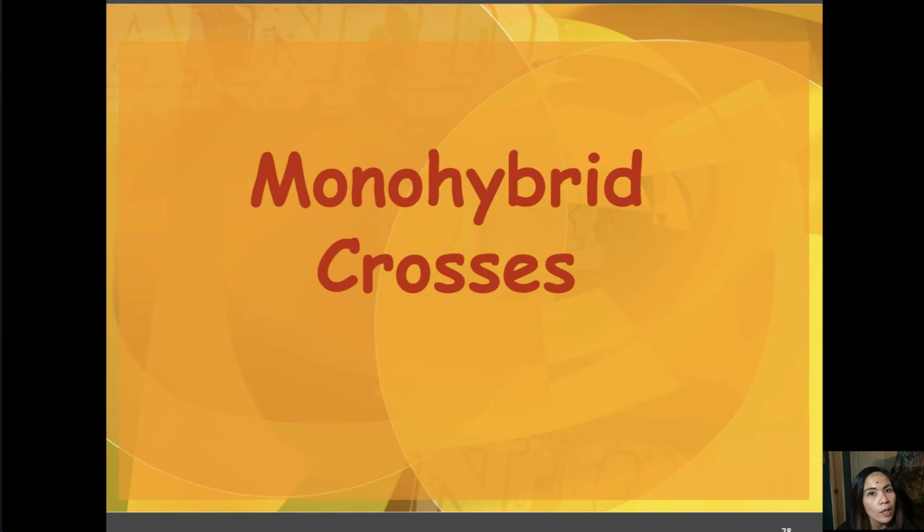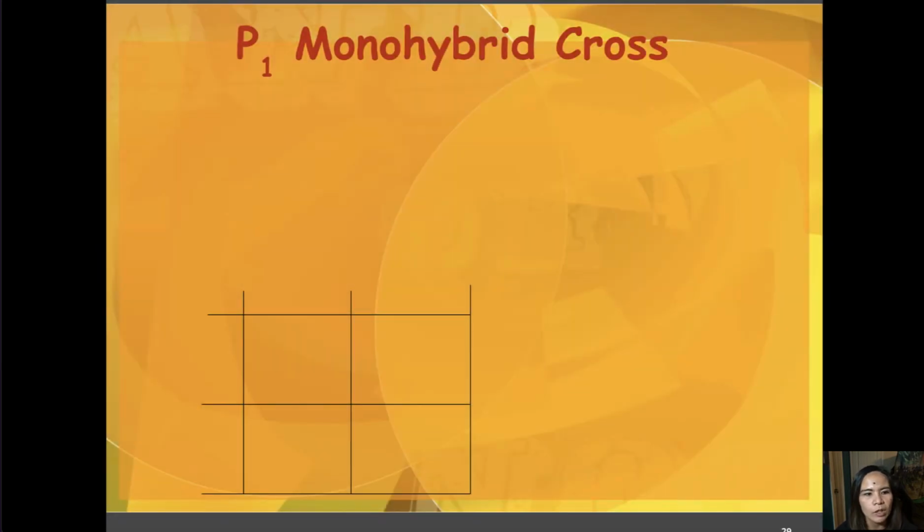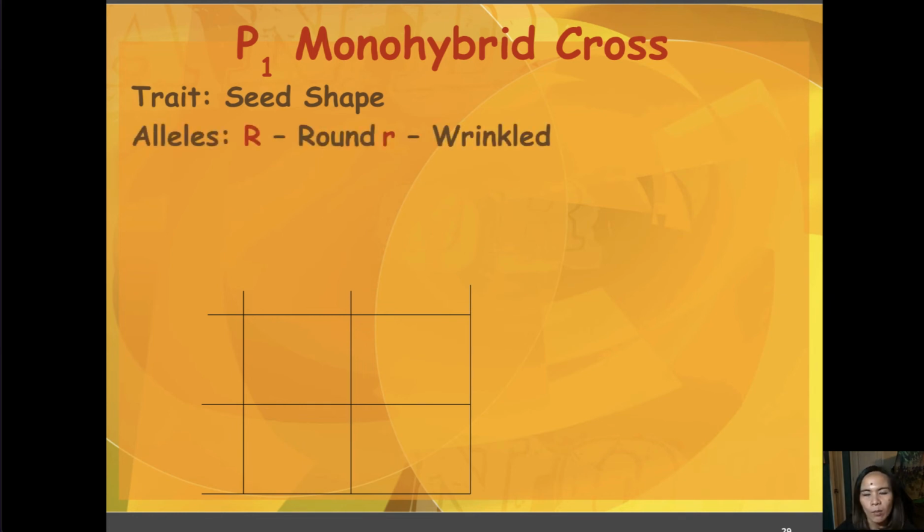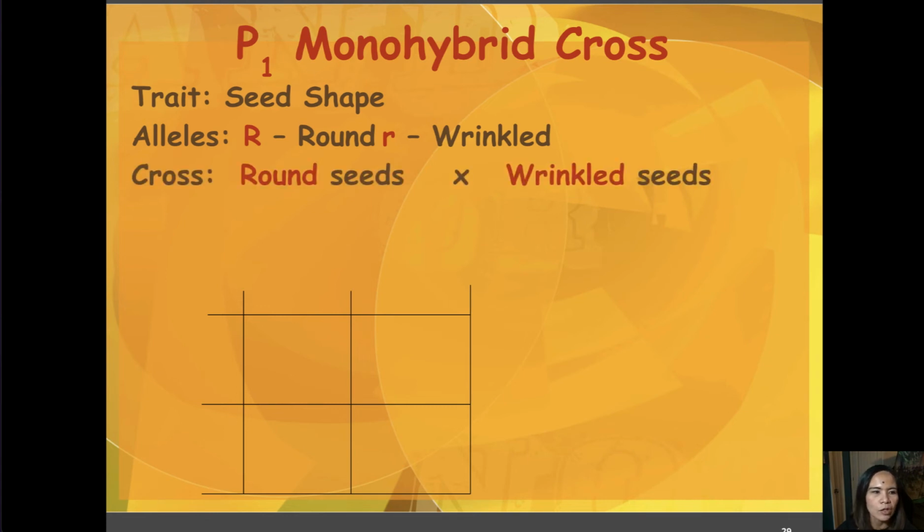Now let's go to monohybrid crosses. So when you say monohybrid cross, this is basically looking at one trait. So let's take a look at seed shape, whether it's going to be round, capital letter R, which is a dominant trait, and small letter r, which is wrinkled. Okay, so we'll be crossing round seeds and wrinkled seeds together. So pure round and pure wrinkled, we're going to cross them. So we're going to segregate these alleles, one on the left-hand side and one at the top.